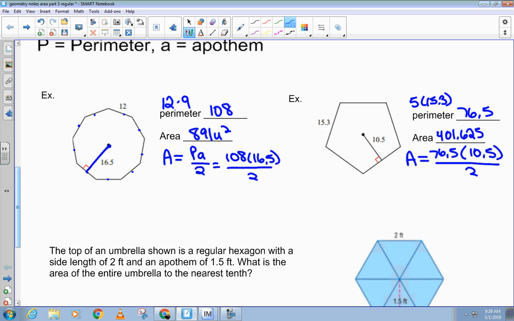Now, it doesn't say to round to the nearest tenth, and since it's terminating, we just leave it. If it said round to the nearest tenth, then obviously 401.6, but it doesn't say to round, so we're just going to leave it. So, perimeter: add up all the sides, times the apothem, divided by 2.